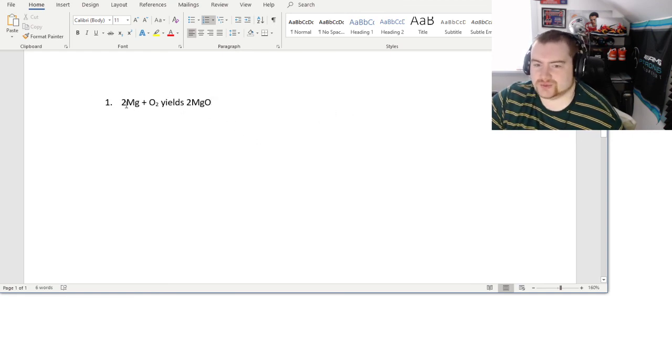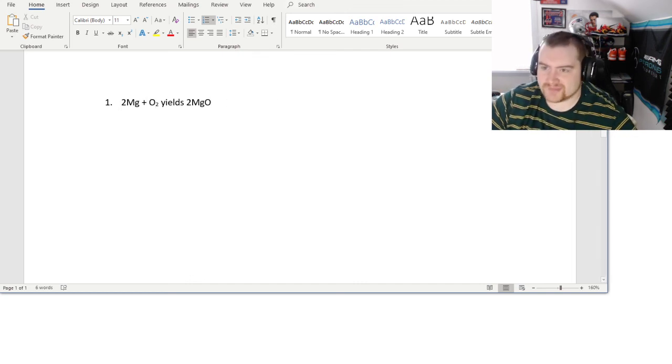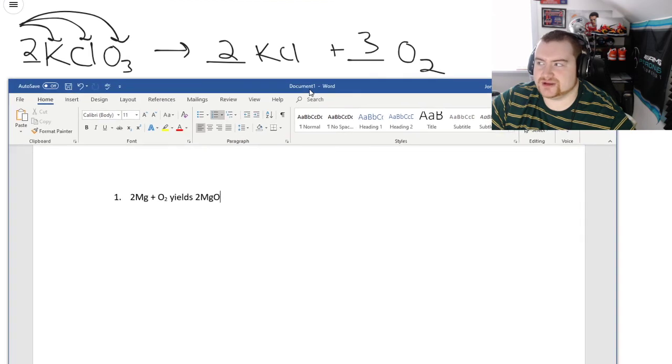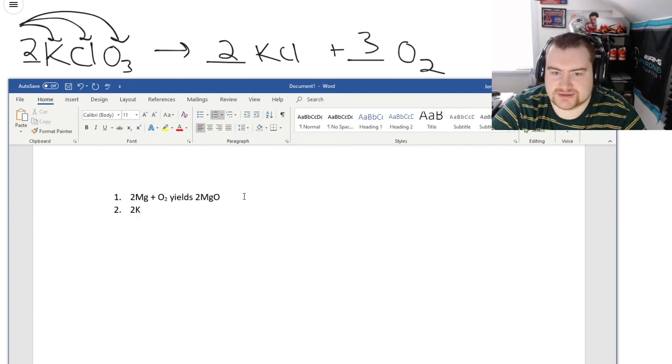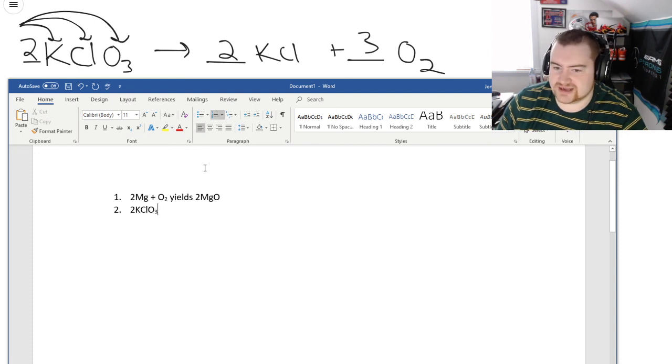So you'll write out what you have. So we have 2 magnesium plus O2 yields 2 MgO, and I showed you this in the last video. Now if we were to write the example we have here, I'd say, okay, I have 2 KClO3. So I'd put KClO, then I'd come to this subscript button. It's the little X with the 2 below it, and I'd type 3. I'd hit it again to release it, and I'd hit space.